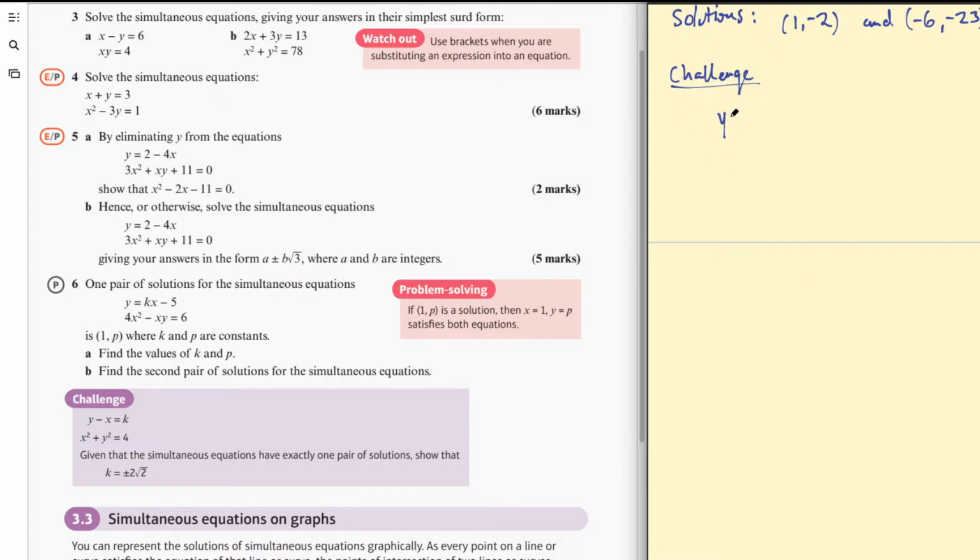What's so challenging about this challenge? Let's see. Take y equals x plus k, x squared plus y squared equals 4. Given that the simultaneous equations have exactly one pair of solutions, show that k equals positive or negative 2 root 2.